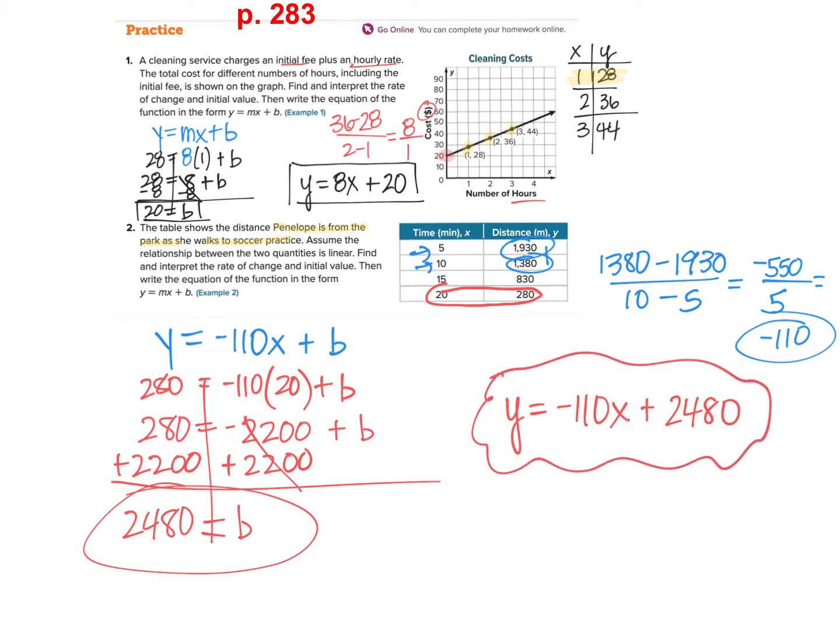That would be my final equation. And again, the numbers would tell me this is how far she started away, her initial amount, and this is the rate she is traveling at. So she's taking away 110 meters from her distance every minute.